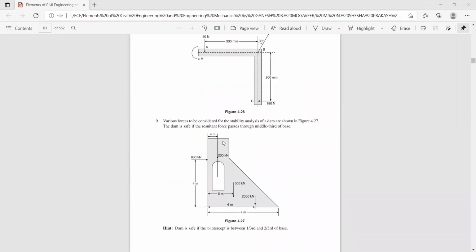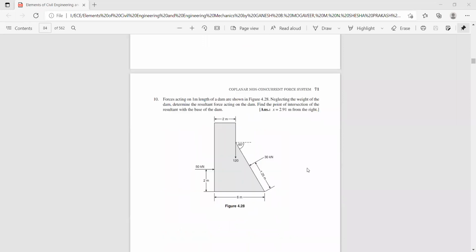That is the dam structure. We have to make the stability analysis, whether the resultant cuts the 1/3 base or 2/3 base. So we got it as 6 point something somewhere here. Okay, now the last problem under coplanar non-concurrent force system.